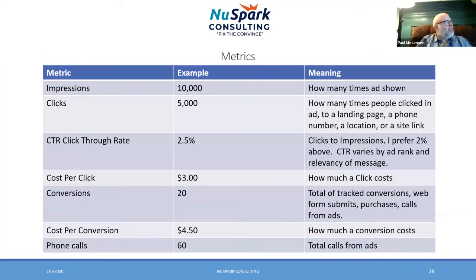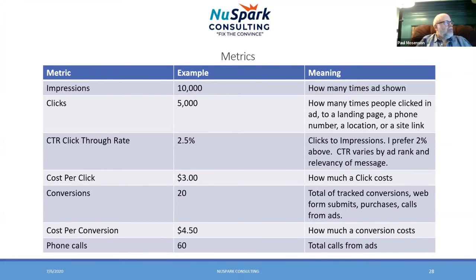So metrics wise, there's a lot of stuff here, but I'll just go through the basics. Of course, impressions is how many times your ads are shown. Clicks, of course, how many people clicked on your ad. It's not just the clicks on your ad, by the way, it's also your phone number. And if you're using location extensions, it's how many people click on your location, or a site link as well. So it's not just the click on your actual website.